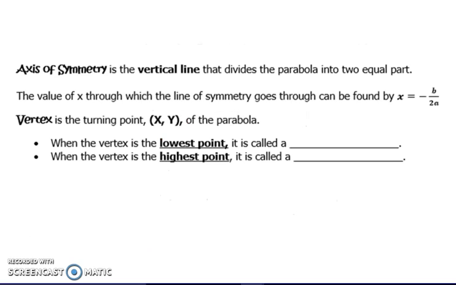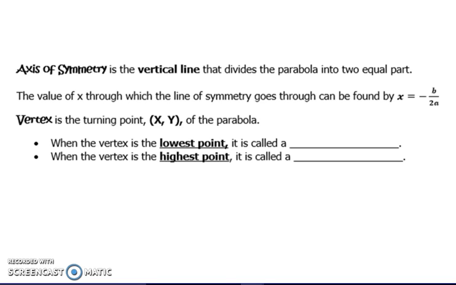Now, the axis of symmetry is the vertical line that divides the parabola into two equal parts. We're not going to spend a whole lot of time on that this unit. You'll see more of that in Algebra 2, but we still want to be introduced to it to know that our parabola can be cut into two equal parts. Now, where it cuts through them is called our vertex.